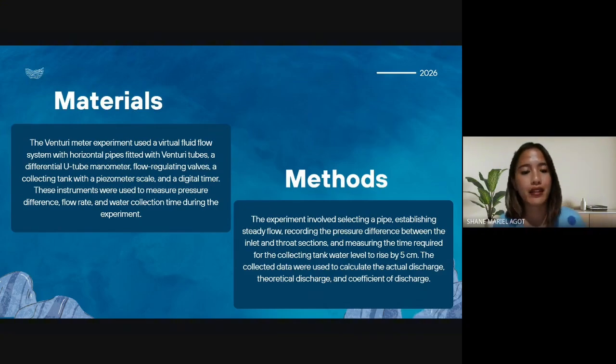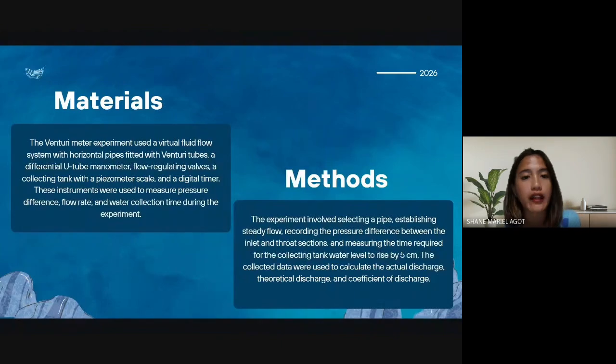So for the method, the experiment began by selecting a pipe which is 20 millimeters from the virtual system while keeping all other valves closed. The main inlet valve was then opened to allow water to flow through the venturimeter section. So before taking measurements, the manometer was vented to remove trapped air and ensure accurate pressure reading. Once steady flow was achieved, the pressure difference between the inlet and throat section was recorded using differential manometer readings.